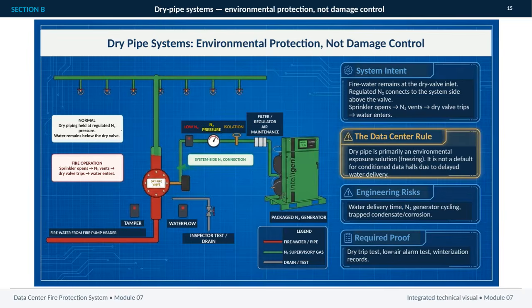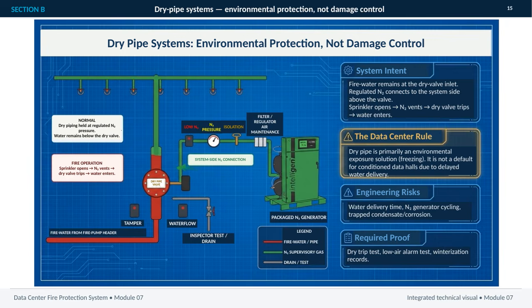This slide explains the purpose and operating sequence of a dry pipe system. In normal conditions, the system piping is maintained at regulated nitrogen pressure, while fire water remains below the dry pipe valve. The nitrogen connection is on the system side, supplied through a filter and regulator from a packaged nitrogen generator. When a sprinkler opens, nitrogen vents from the piping.